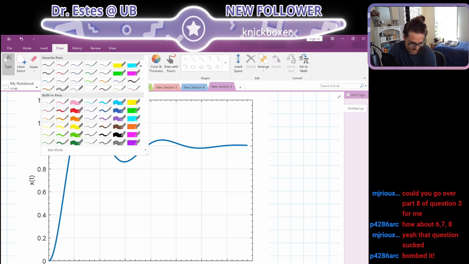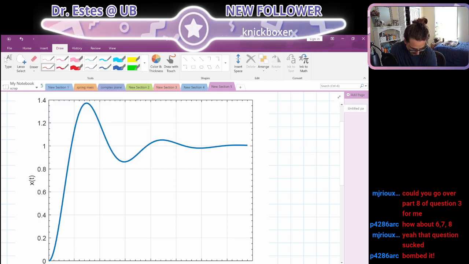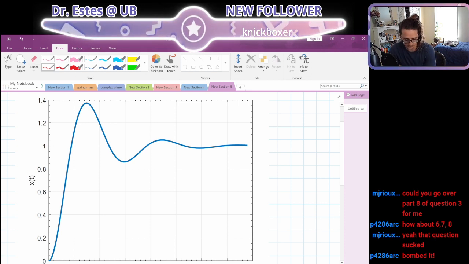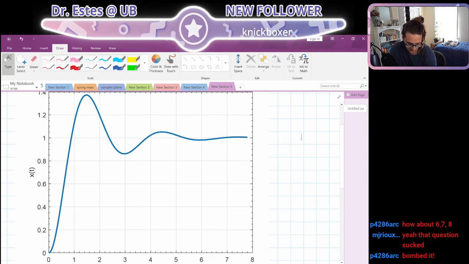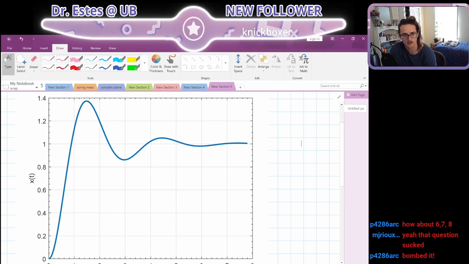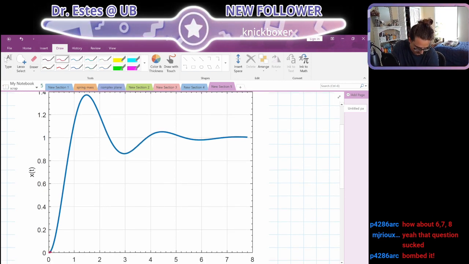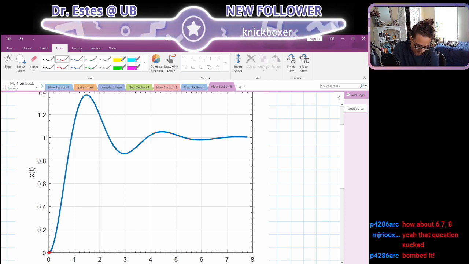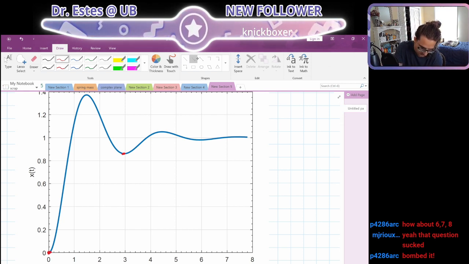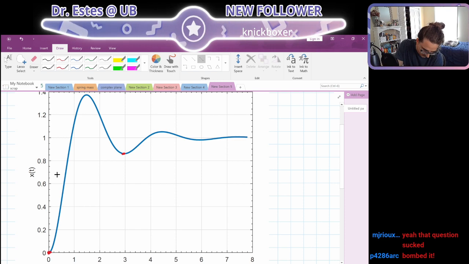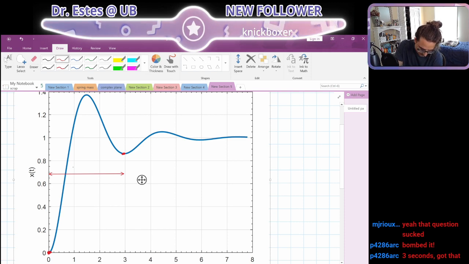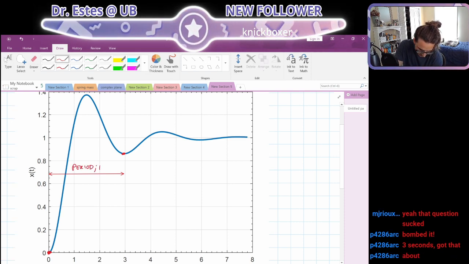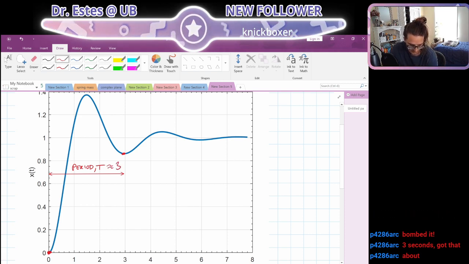So I think what I would do first, I would try to figure out the period of oscillation to try to get the natural frequency. So you can compare any two peaks. Like this one might be easier. You take this lower peak here, compare it to this peak here. So that means that the period T, I'm just going to say it's approximately 3 seconds.